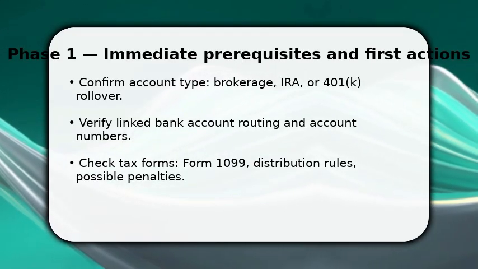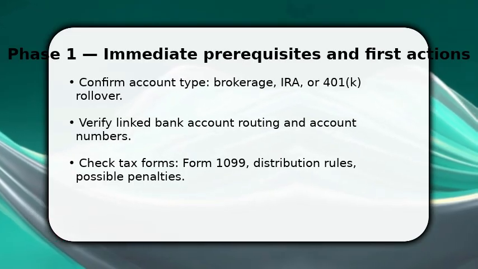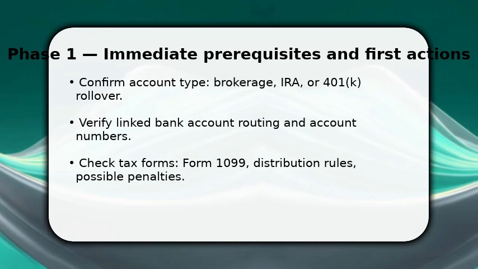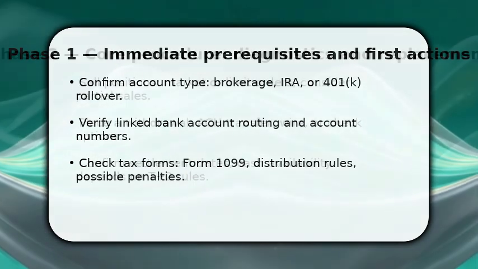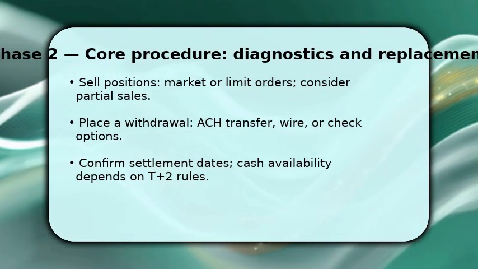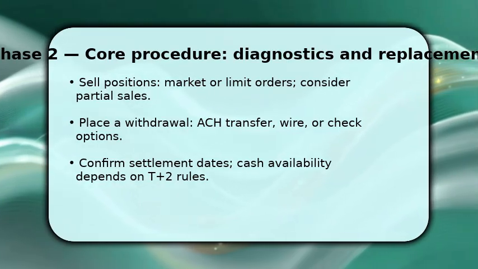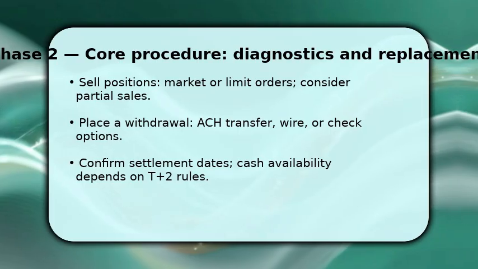If you have an IRA, be aware of early withdrawal penalties versus brokerage distributions. This matters for net proceeds. You next execute the trades to convert assets to cash, choose market orders for speed or limit orders to control price, and consider partial sales to manage taxes.